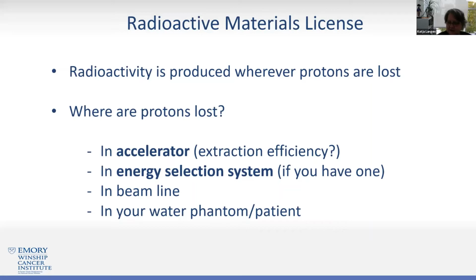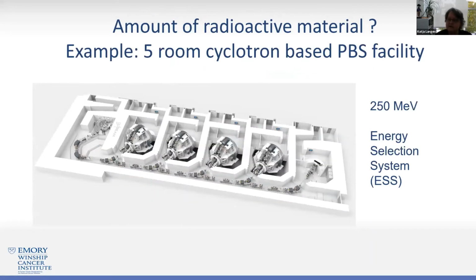Your extraction efficiency is typically not 100%. If you have an energy selection system, there's radioactivity produced in that component in the beamline. It also is produced in your water phantom and finally in your patient. So I will walk you through an example of how we applied for a radioactive material license. And the example is a 5-room cyclotron-based pencil beam scanning facility.